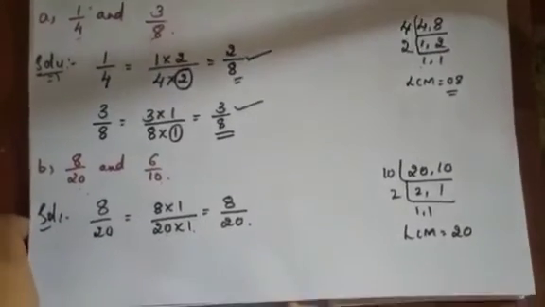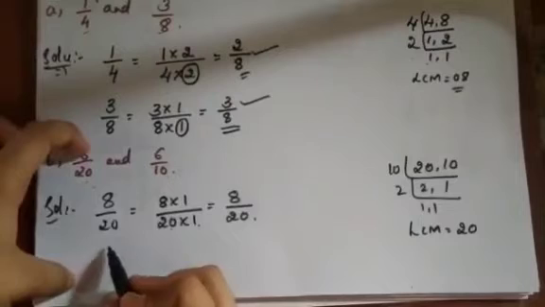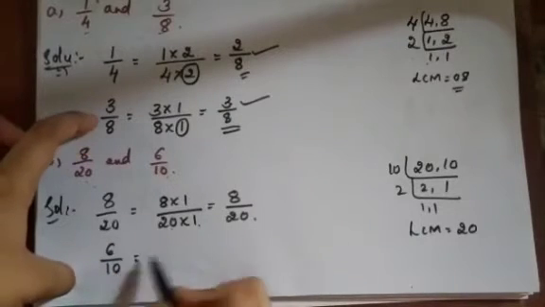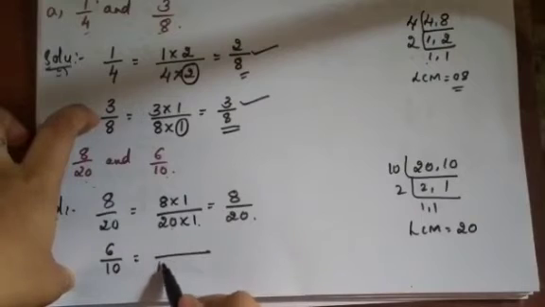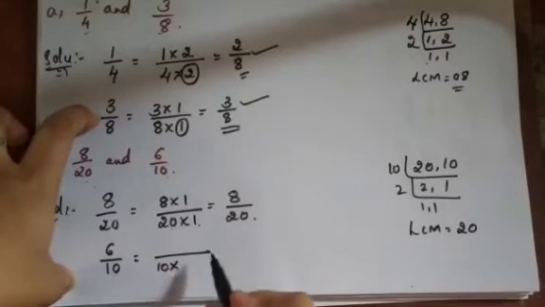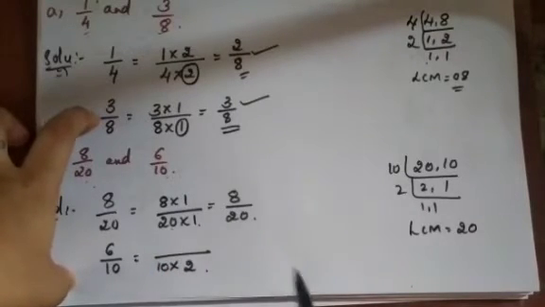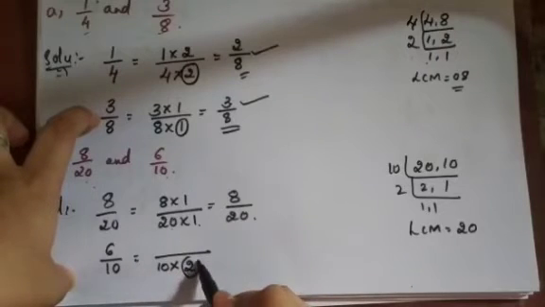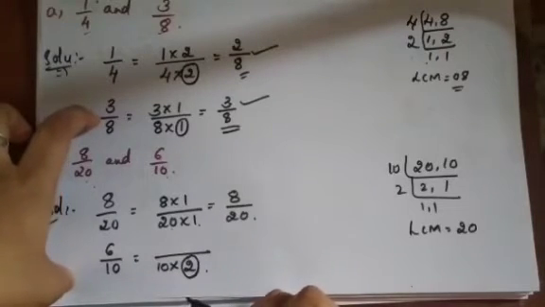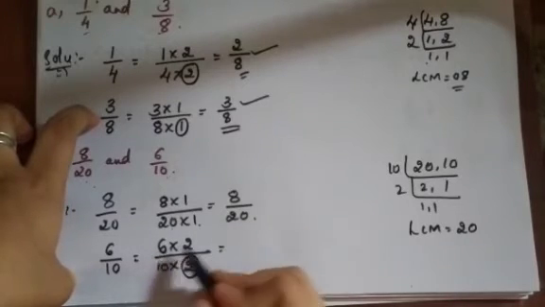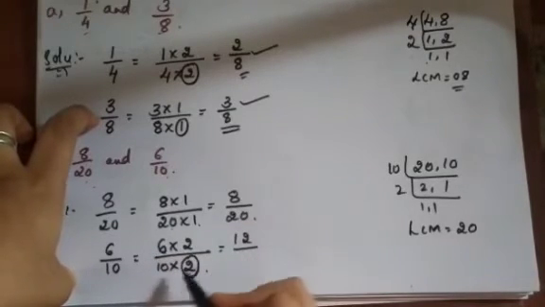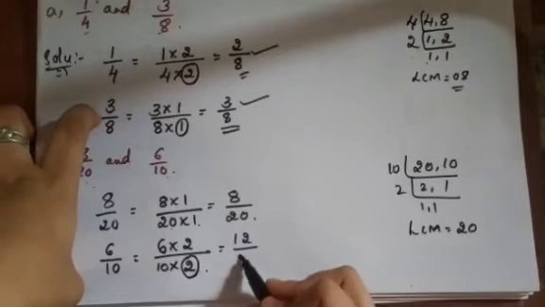Okay, next I'll take the same thing, that is 6 divided by 10. To make 20 the denominator, what do I have to multiply 10 with? I have to multiply by 2. If I multiply 2 in the denominator, the same thing I have to multiply in the numerator, that is 6 into 2. So what will I get? 6 2s I will get 12. So 10 2s I will get as 20.